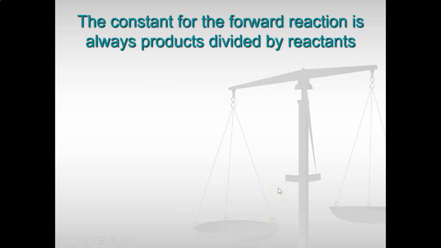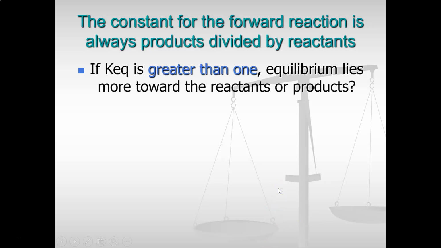So the constant for the forward reaction is always products divided by reactants. So think about it. If KEQ is greater than 1, what does that say about the reaction? When you have equilibrium, do you have more products or more reactants if KEQ is greater than 1? Well, hopefully you see in the math that if it's greater than 1, the numerator is going to be favored, and so you'll have more products.